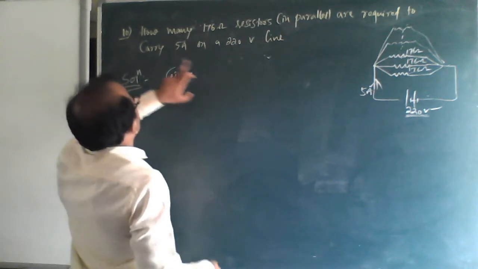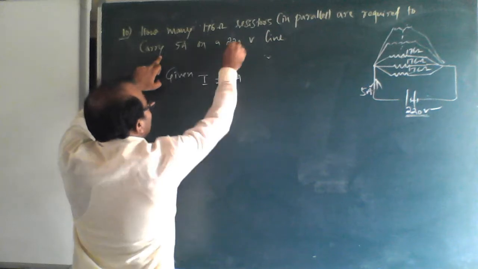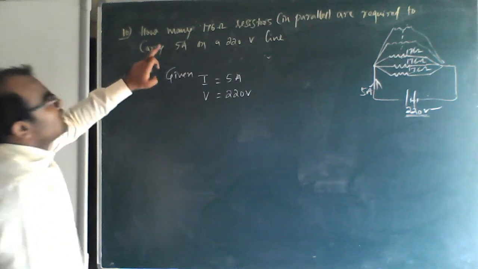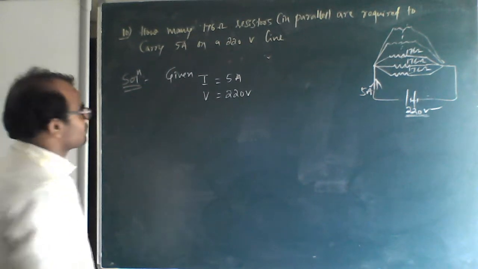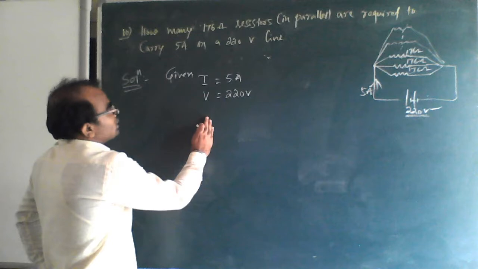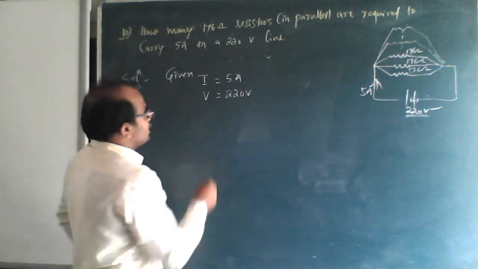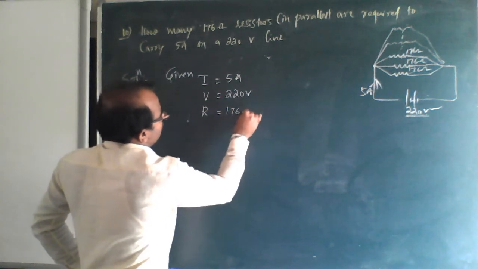Okay, current they have given I is equal to 5 ampere, V is equal to 220 volt. What we need now is resistors, 176 ohm resistors. So what is 176 resistors? Total R equal to 176 ohm. So R is equal to 176 ohm.